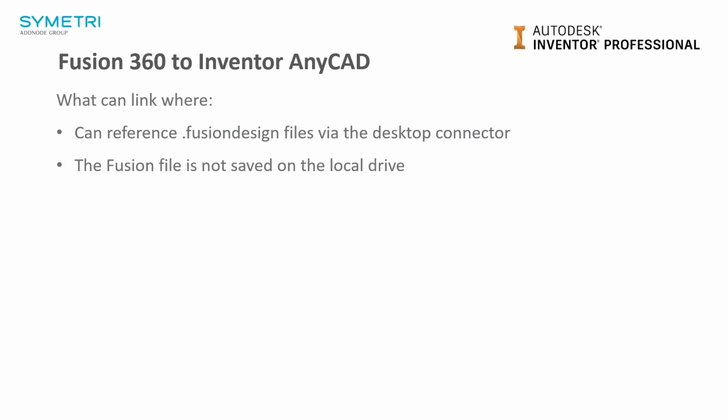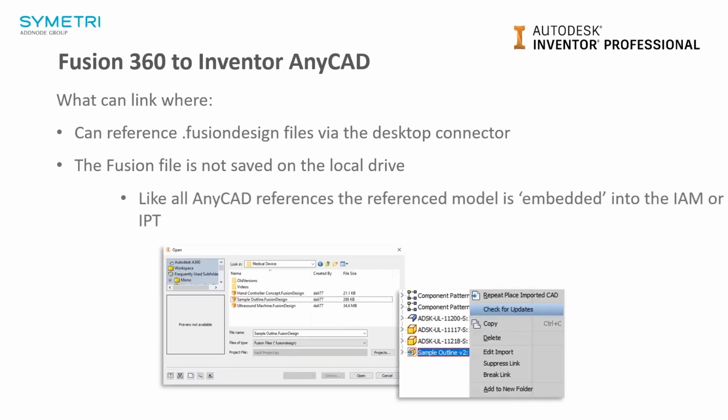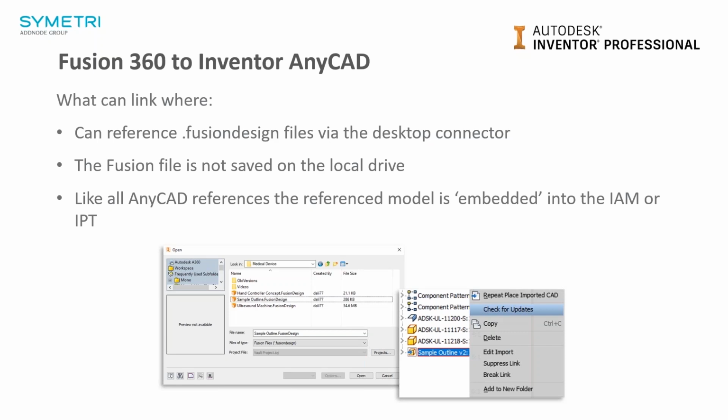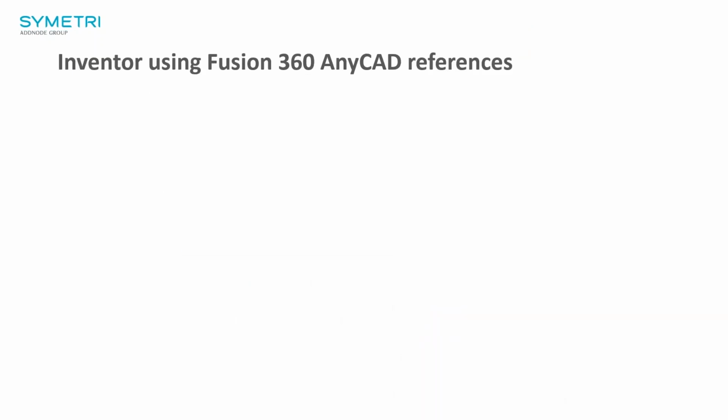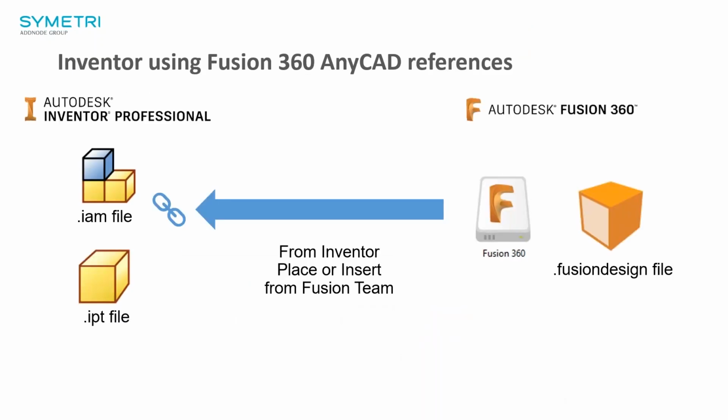The Fusion file isn't saved on your local drive, it's saved in your Fusion Hub, and it's the Desktop Connector that gives it the ability to connect between Inventor and Fusion 360. Like an AnyCAD reference, the reference is embedded into your assembly or your IPT file. This slide shows that if you want to use your .fusion design files in either an assembly or a part file, you would insert or place them in from your Fusion Team Hub.